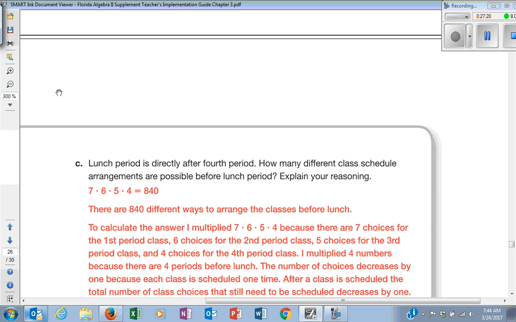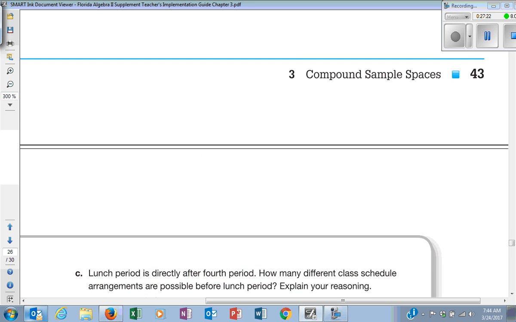So lunch is directly after 4th period. How many different class schedules can be arranged are possible before lunch? Okay, so before lunch, how many holes are we filling in this time? How many options for this one? This one? 5, 4, yes?